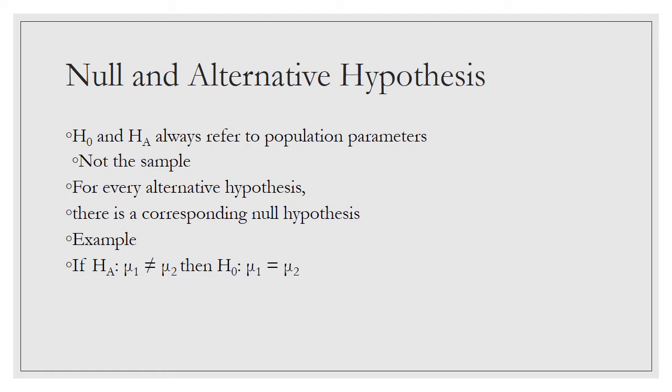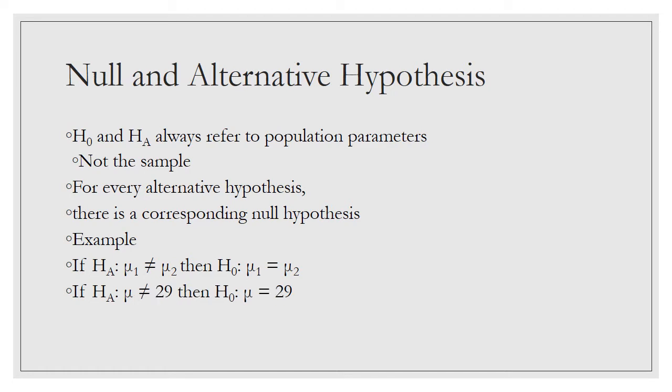The corresponding null would say, no, they're not. They're equal to each other. That group 1 and group 2, the means in the population, are equal to each other. So mu1 and mu2 are equal to each other. So let's just take an example, really simple. Put a number in here.